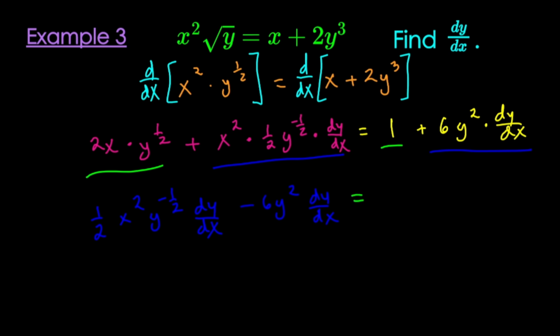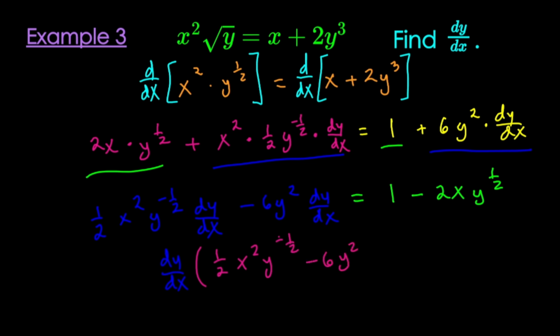And then all the terms that don't have dy dx, the 1 will stay where it was, and we'll subtract 2x y to the 1/2 to the right side. Since both terms on the left have a dy dx, we'll factor it out. And we'll be left with 1/2 x squared y to the negative 1/2 minus 6y squared. And the right side won't change for right now.